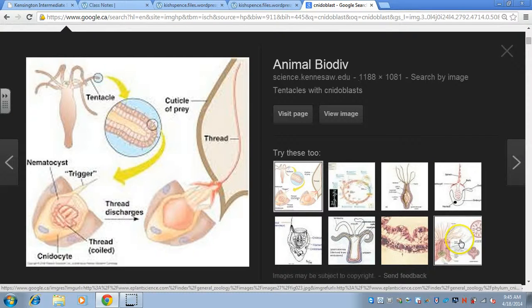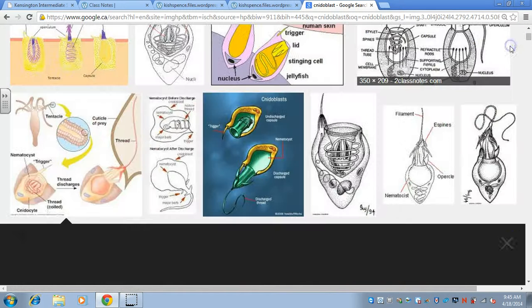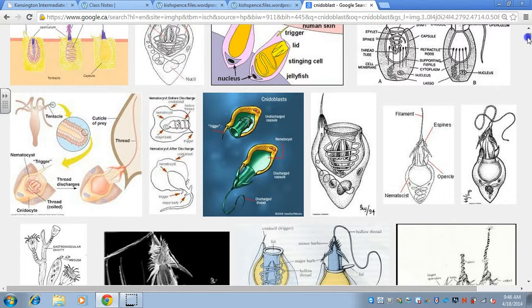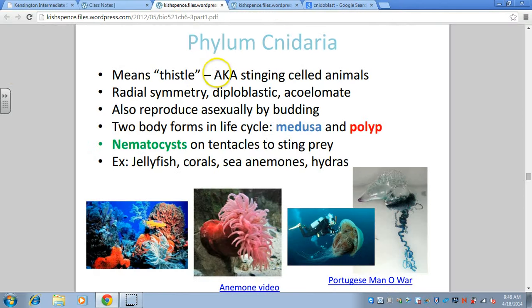Let's see if there's any better pictures. Not really, not those ones. Okay, so that's closer up. There's the cnidoblast, here's the nematocyst, and this is when it's inside, and this is when it's shot out like a little harpoon. So they're kind of cool. So they don't really think about or mean to hit you, but when you rub up against them, that is their defense mechanism. So they shoot little harpoons out at you.